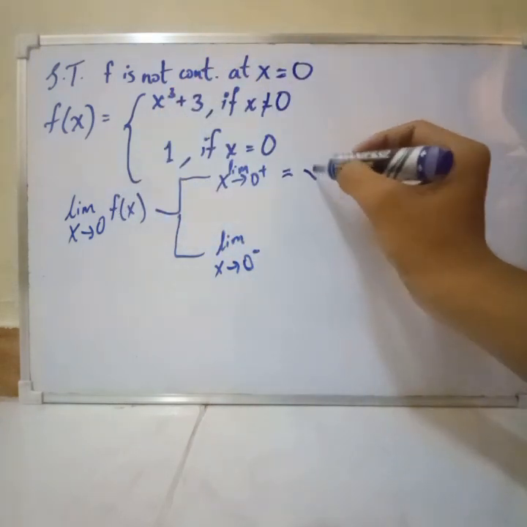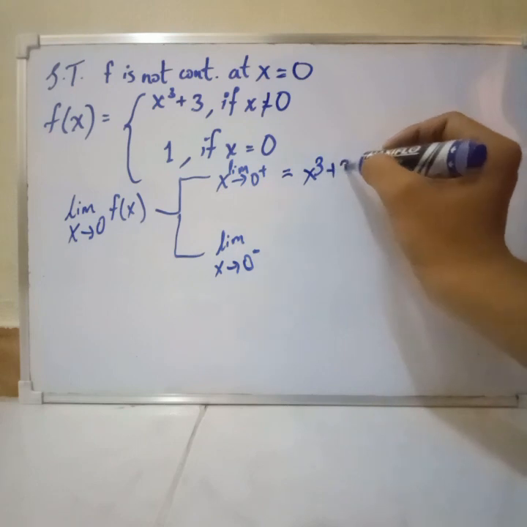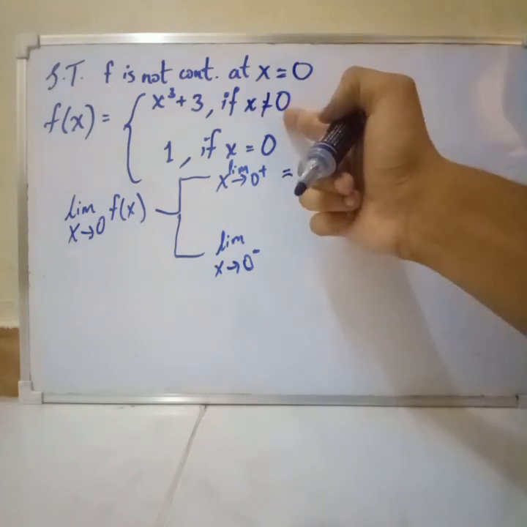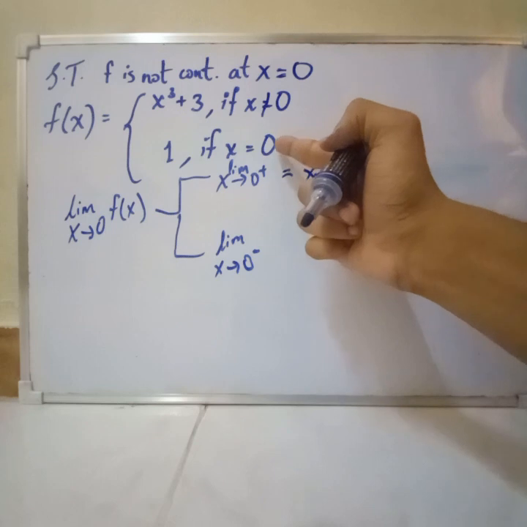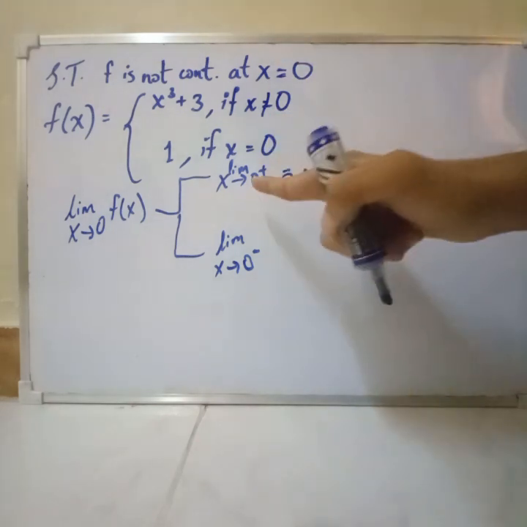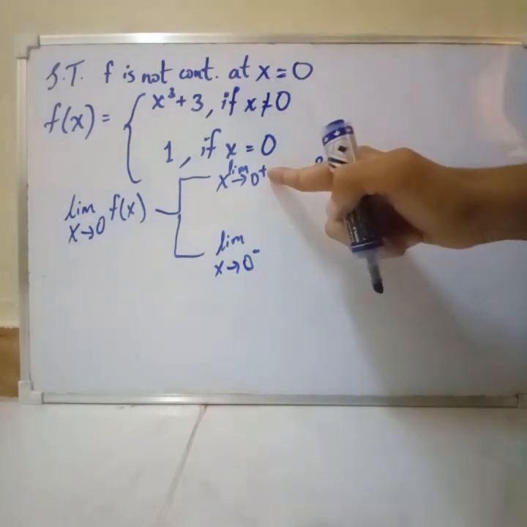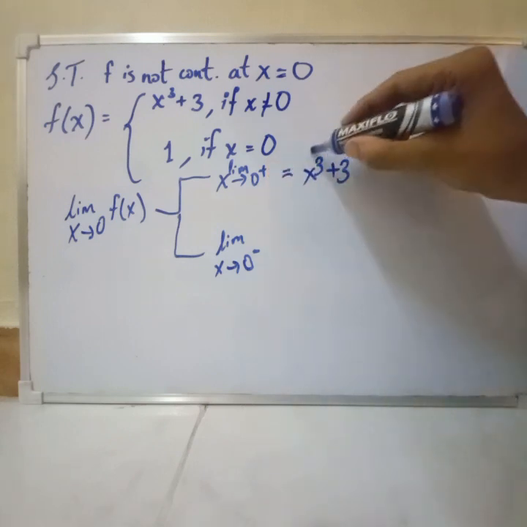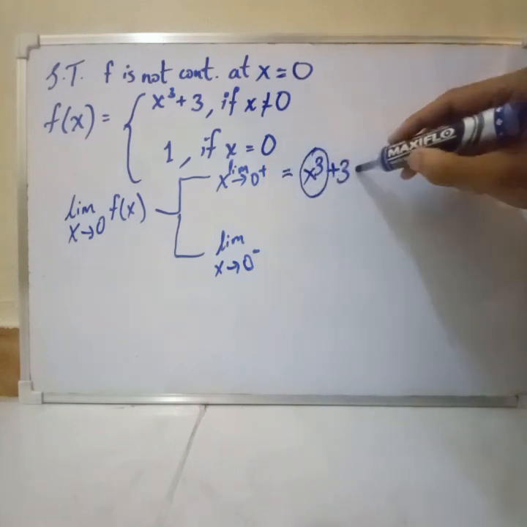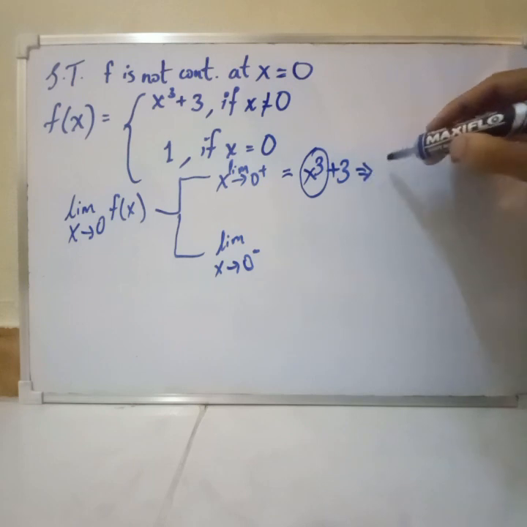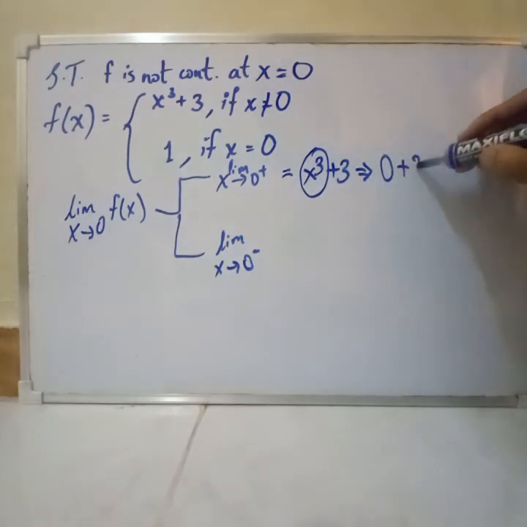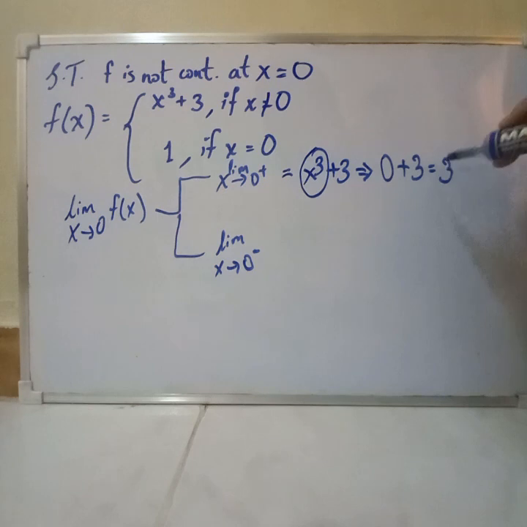So in the first case it will be x cubed plus 3 because x is not equal to 0. In the other case it is equal to 0, right? So when x is close to 0, instead of x cubed we can put 0 itself because it will be close to 0. So it will be 0 plus 3. So the answer will be 3.